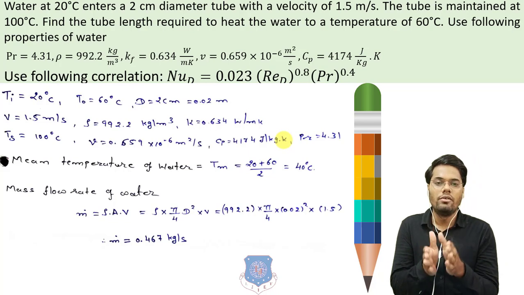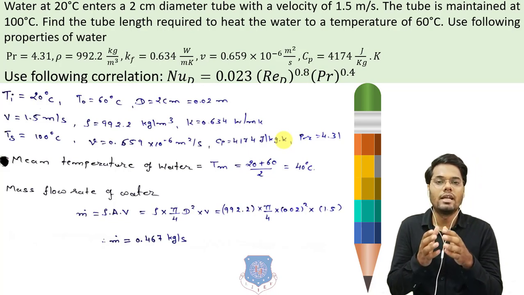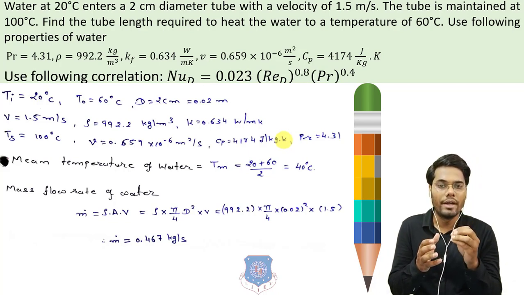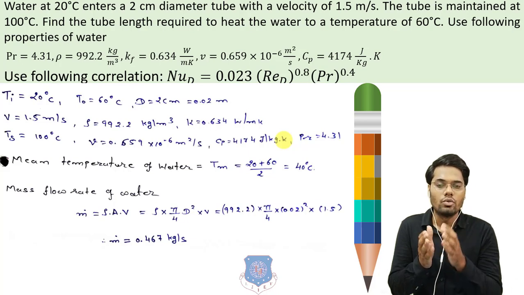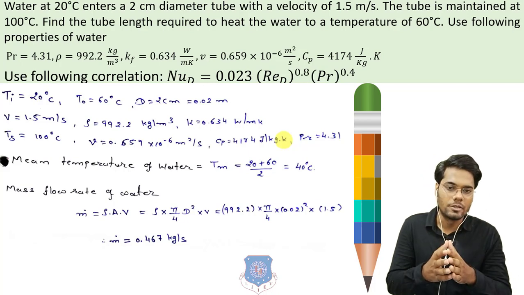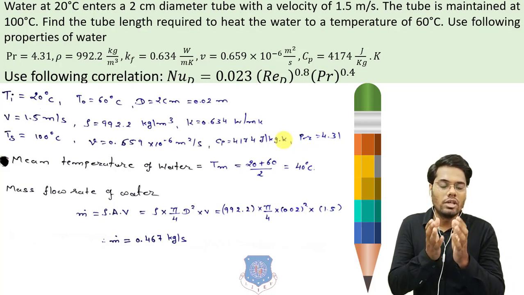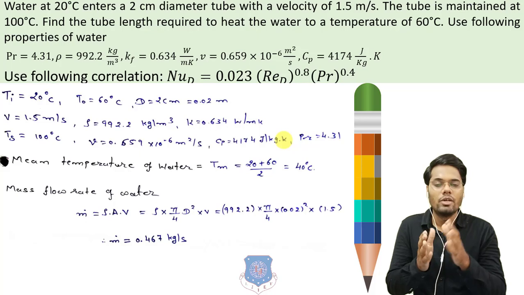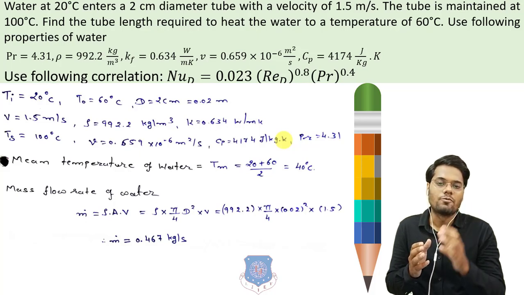Because by using the value of mass flow rate we can easily calculate the amount of heat required to supply to the water to raise its temperature from 20 degrees Celsius to 60 degrees Celsius. For that we have to use the equation mc delta T. In that equation we require the value of mass flow rate.